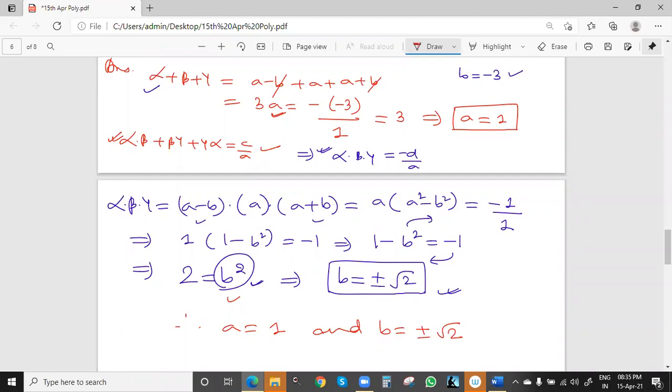We'll get it by this method also. You can try it as homework, but this will take more time. That's why the recommended method is this one, alpha beta gamma as minus d by a, because two values we have to find, a and b. So one value we can find from alpha plus beta plus gamma, that is sum of roots, minus b by a. The second value we can find from this formula, alpha into beta into gamma, that is product of roots, equal to minus d by a. Understood, everyone? Please note the solution, and then if you have any doubt, please ask.